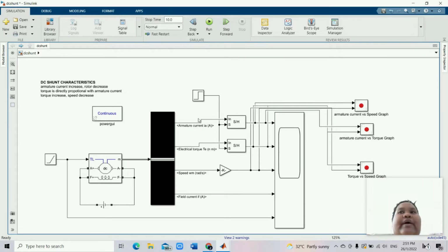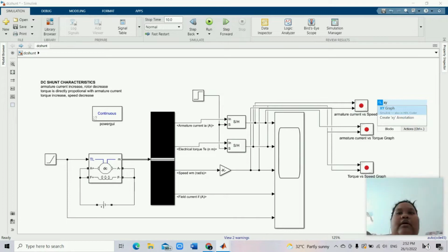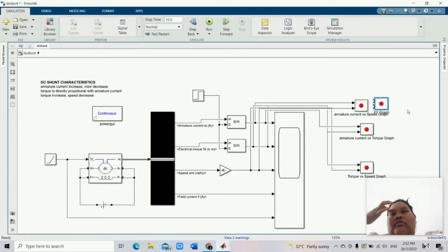So today I'm doing the simulation for our group. Basically our group has two simulations. The first simulation is about DC shunt motor characteristics. Here on my screen you can see the circuit of the DC shunt motor. I'm using the XY graph block to show each of the graphs manually, so it's easier for me to explain.